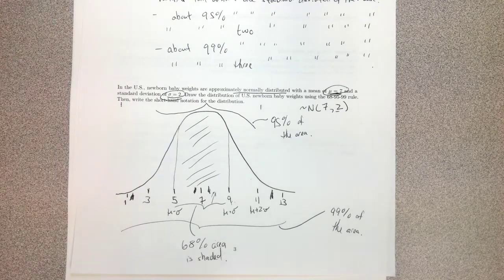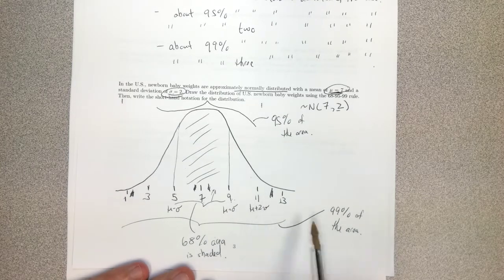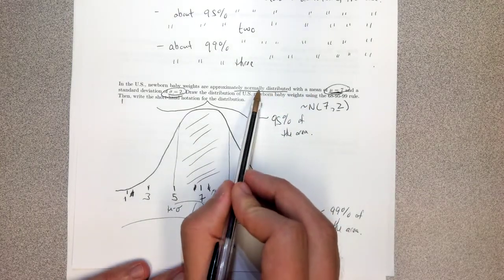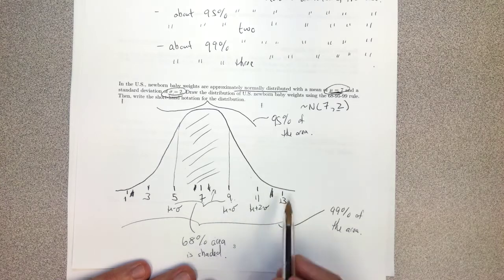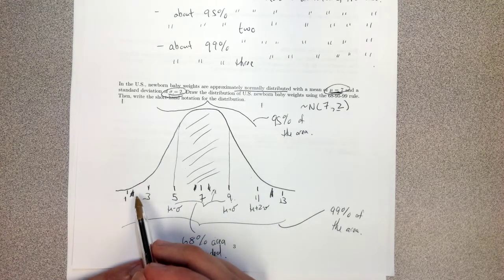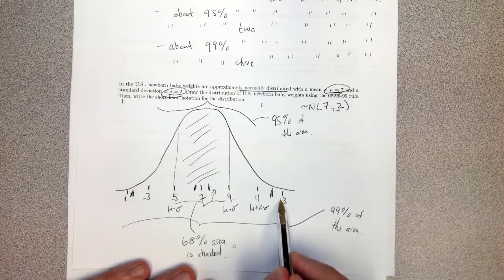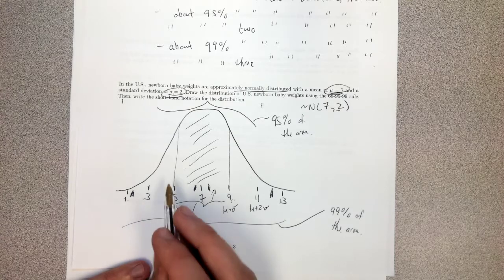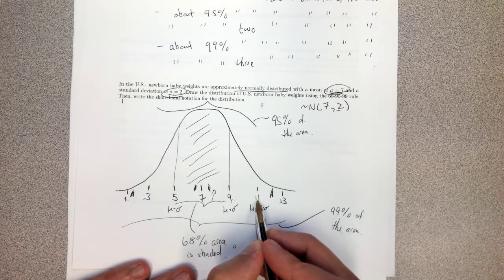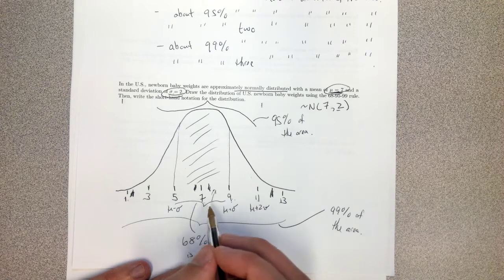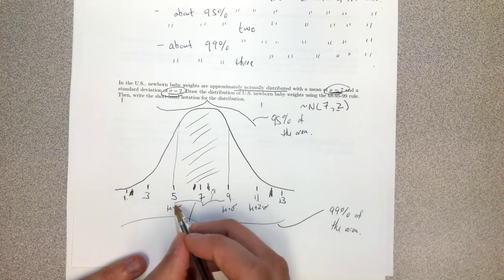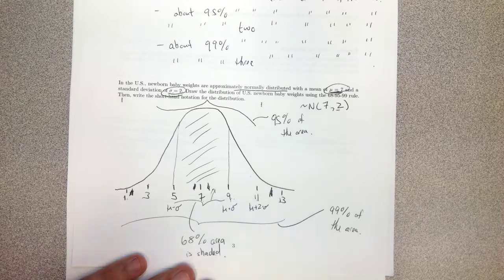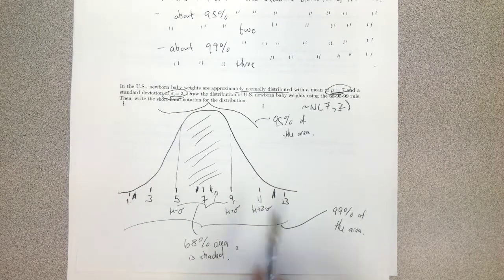What this means, at least according to our rule and our approximate normal distribution, is that 99% of all the babies that are born in the US are between 1 pound and 13 pounds. It means 95% of all the babies that are born in the US are between 3 pounds and 11 pounds. And it means 68%, or about 2/3 of all the babies that are born in the US are between 5 pounds and 9 pounds. So we're using this rule to kind of give us a guide for drawing this distribution.